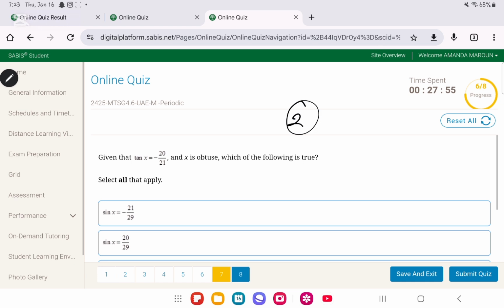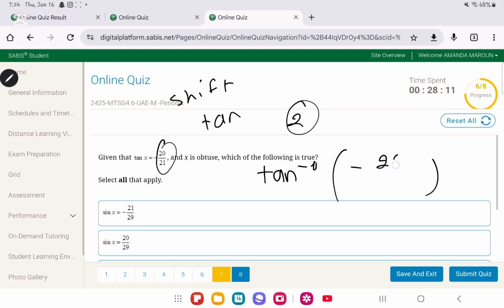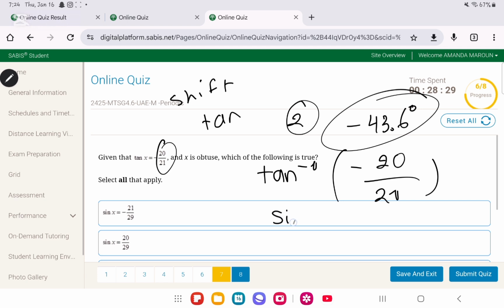The second way, or way number 2, is to go on the calculator. You do tan inverse, or in some calculators it is shift, then after the shift it's tangent. So shift tangent, you will get tan inverse. And then you put what is given over here, minus 20 over 21. You put it on the calculator, you are going to get minus 43.6 degrees. Okay? What we are going to do now is take this angle and do sine of this angle.